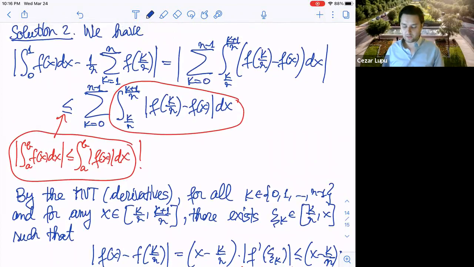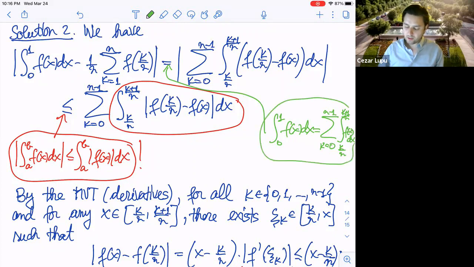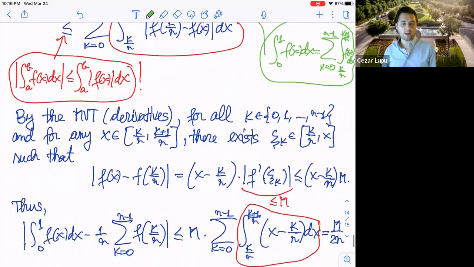So the trick here was to break the integral of f of x from 0 to 1 in this way. We can break this as the sum from k equals 0 to n minus 1 of these integrals from k over n to k plus 1 over n of f of x dx. So that was the secret. And once you have this in mind, then everything will just follow more or less.